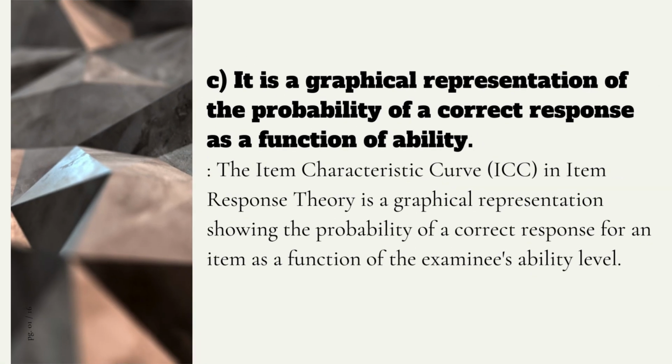C. It is a graphical representation of the probability of a correct response as a function of ability. The item characteristic curve, ICC, in item response theory is a graphical representation showing the probability of a correct response for an item as a function of the examinee's ability level.